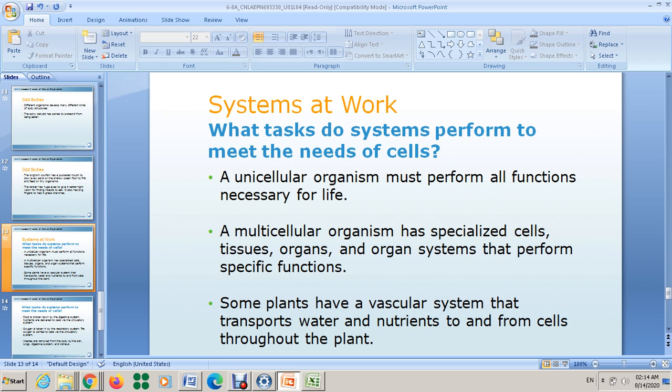Multicellular organisms face different challenges. Multicellular organisms have different cell types that can work together in a group to perform specific functions. A group of cells that work together forms tissue. You remember this one? For example, muscle tissue. A group of tissues that work together forms an organ. For example, the muscle tissue, the nerve tissue, and the epithelial tissue are making, for example, the stomach. You remember?